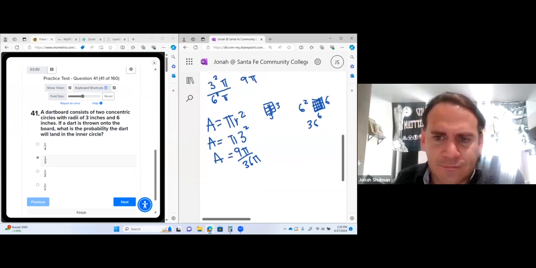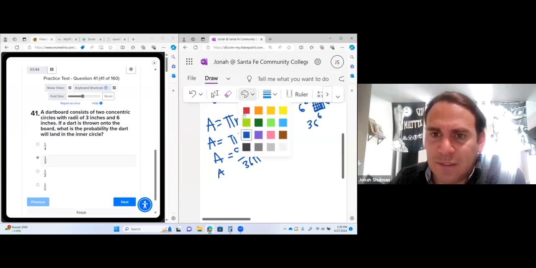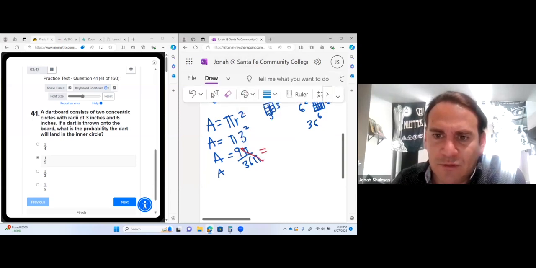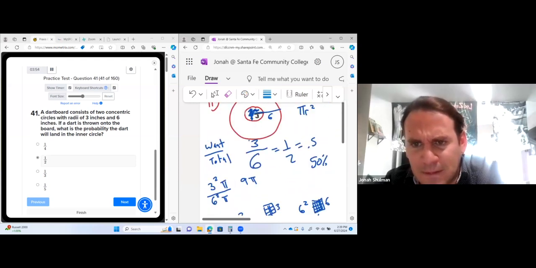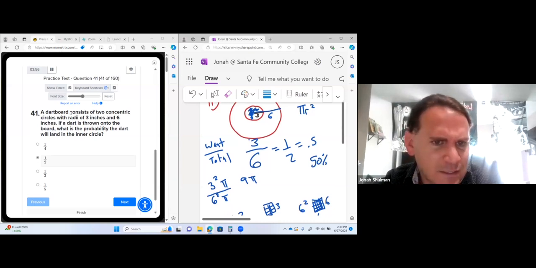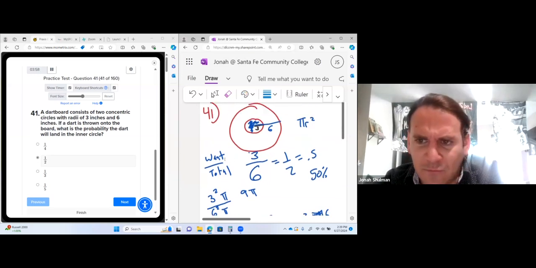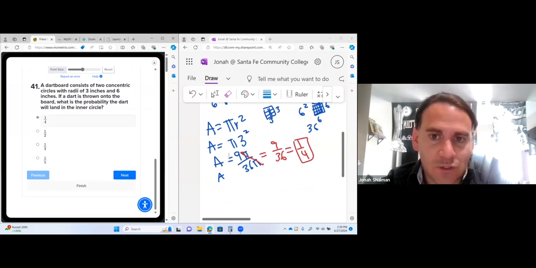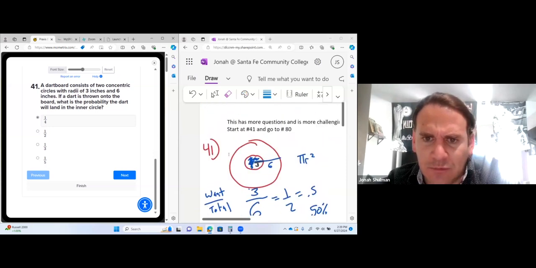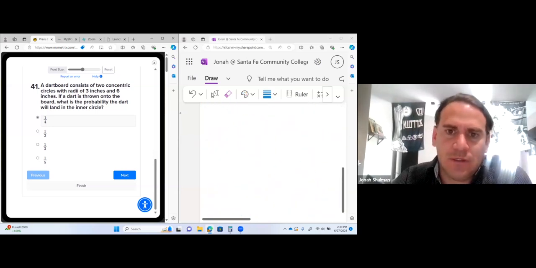The pi's, if it's ever the same on the top and the bottom, just cancel. I'm left with 9 out of 36. So I actually got 1/4. Because it's a circle, I'm going to use the formula pi r squared, and so I'm going to go with 1/4 actually. We'll see if it's right. So the first one, number 41, I'm going with A. Let's see how I did moving forward.